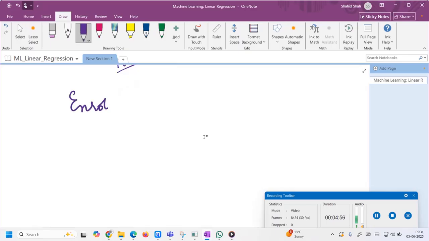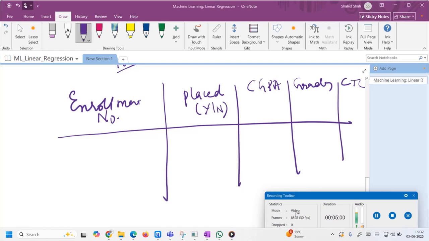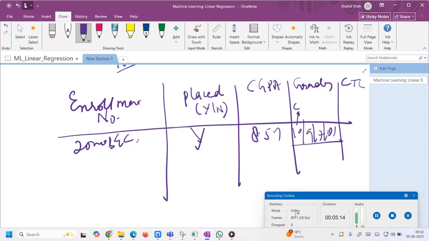here the enrollment number, like this. We have the enrollment number, suppose 2020BECE something. Placed or not? Yes. What is the CGPA? 8.54. Grades, so different grades will be there: 10, 9, 7, 8, whatever, in different courses: C programming, Python programming, mathematics, electronic devices, communication systems, all the grades. Average CTC, suppose 20 lakhs per annum. Similarly, other students.